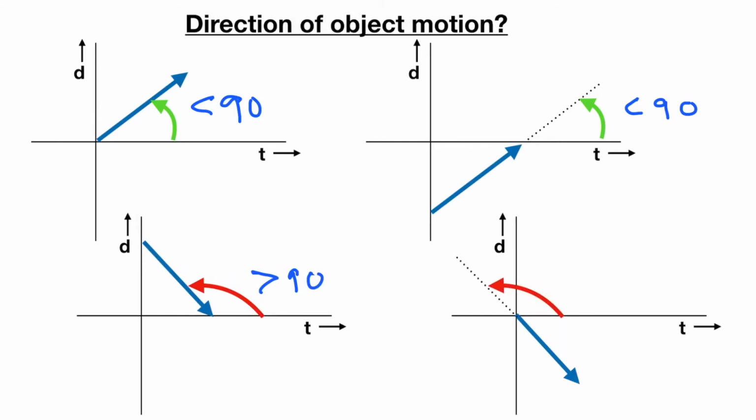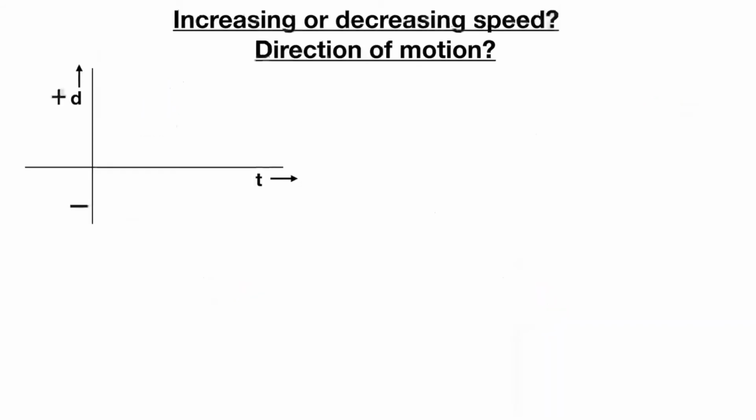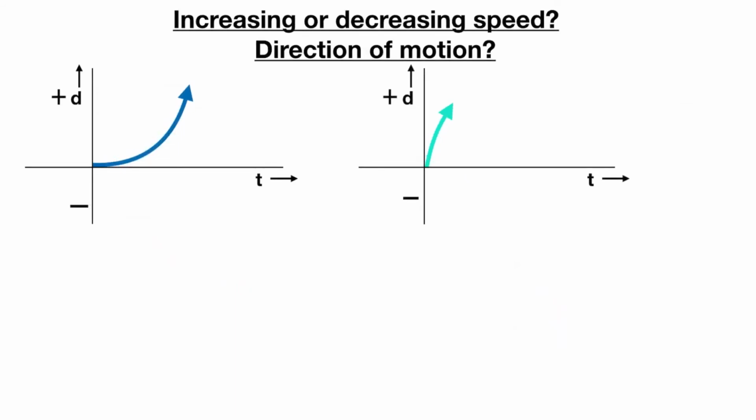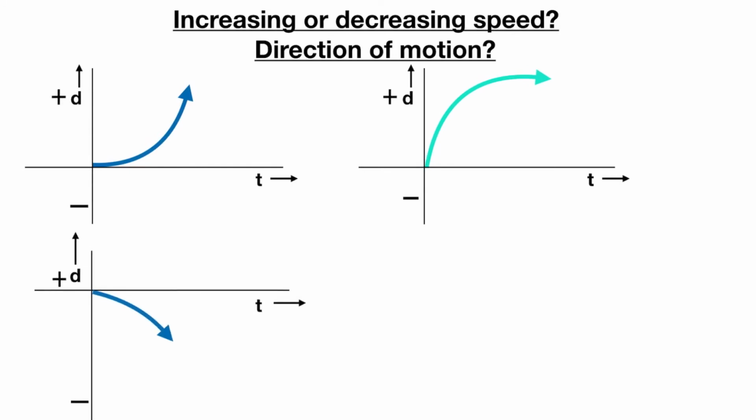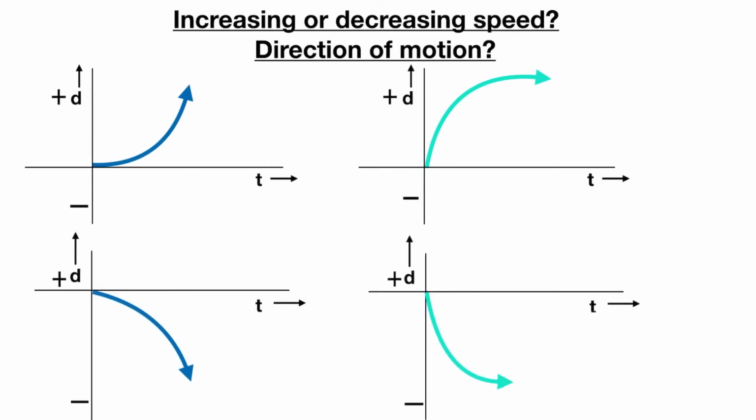Now let's see a few displacement time graphs with variable speed. In these graphs, in addition to direction of motion, we have to find out if speed is increasing or decreasing. Here are 4 displacement time graphs with variable speed.